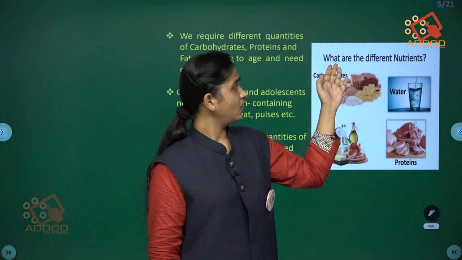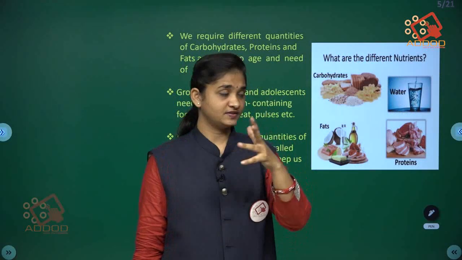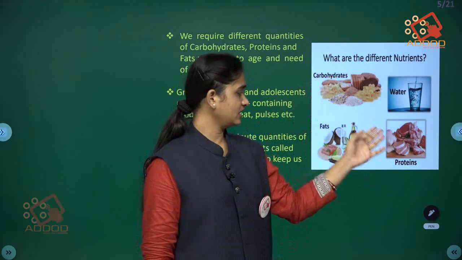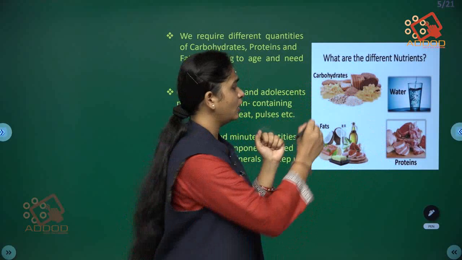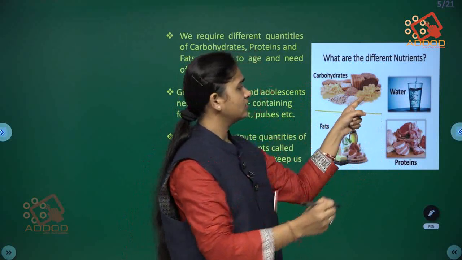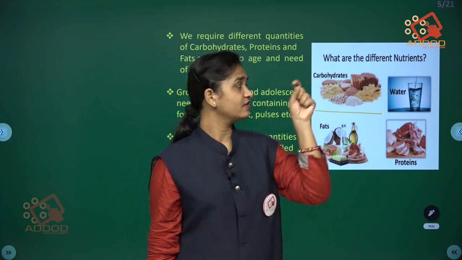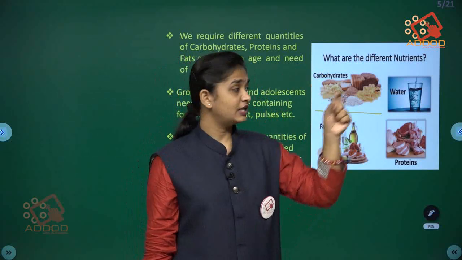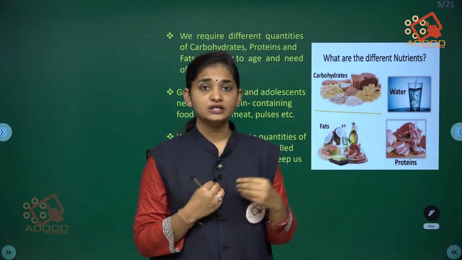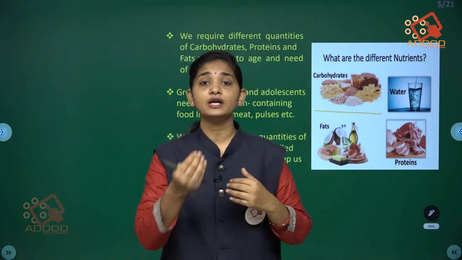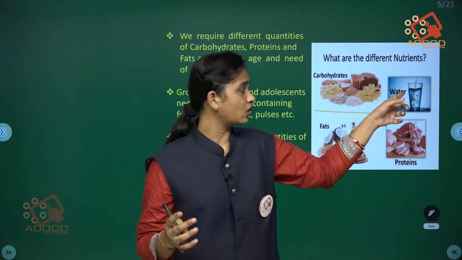Here it says, what are the different nutrients? We have seen carbohydrates, proteins and fats. So which food is giving me what? Here you can make out a lot of grains, cornflakes and bread. These have carbohydrates. Then water is a very essential nutrient for our body. If you're having a lot of items but you're not having water, your food will not be digested. For that we require a lot of water.